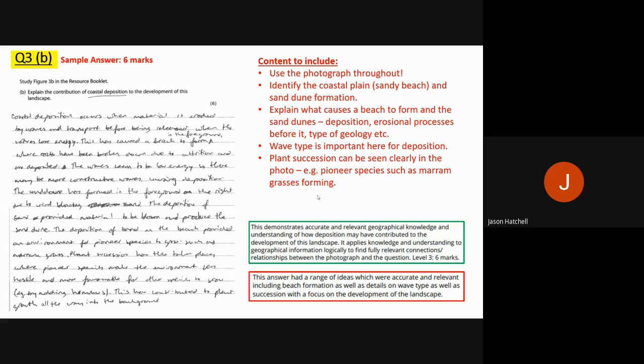And also, plant succession can be seen very clearly in the photo. And you can say that. You can see the pioneer species such as marram grass forming. And the further you go back, the more stabilized the grass species and shrubs and trees. But say what you can see.